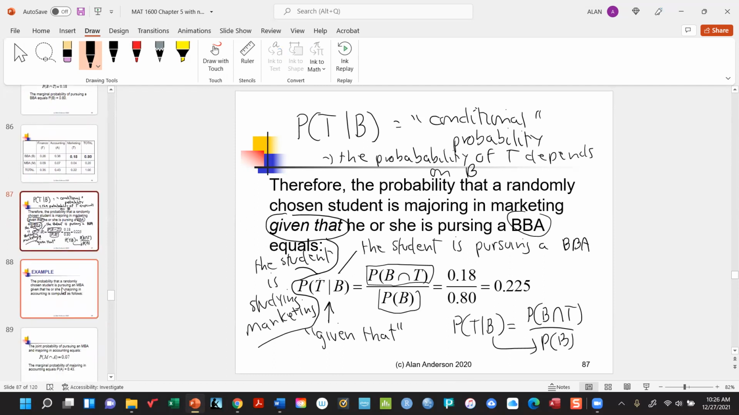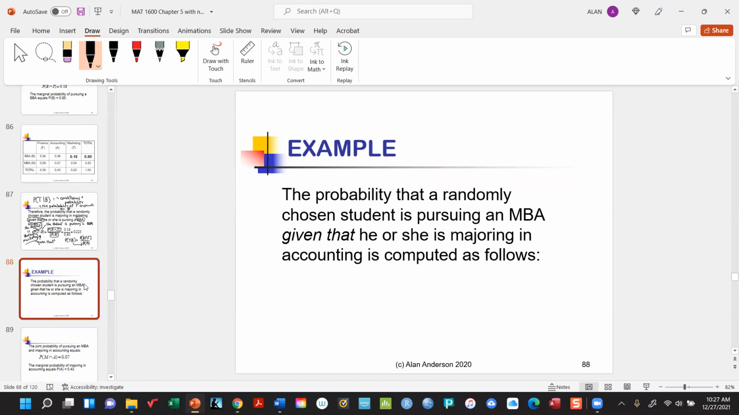All right, so we're going to do a few more of these because obviously we could use some practice, but once you've done a few, you'll start to say, oh, is that all there is to it? It's not that hard. All right, so let's try another one. The probability that a randomly chosen student is getting an MBA, given that he or she is majoring in accounting. The most important thing to do here is to write this out correctly.